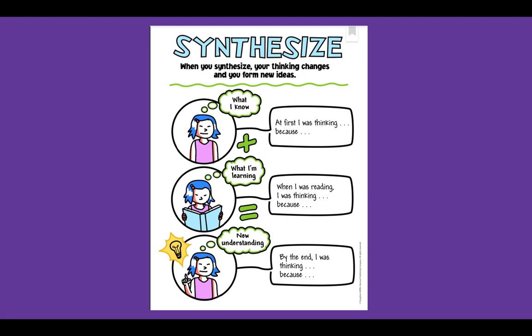Previously, we looked at synthesizing. We looked at the synthesizing formula. This is what I know plus what I'm learning equals my new understanding. So you would say things like, at first I was thinking because, and then when I was reading, I was thinking because, and then by the end, I was thinking because.